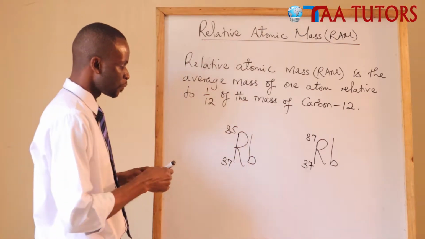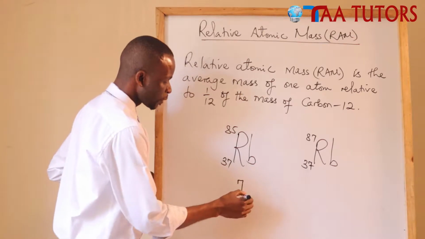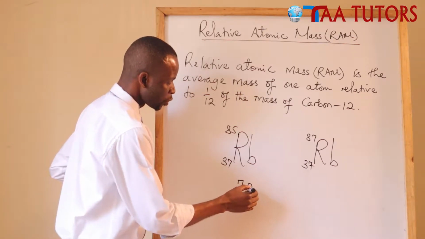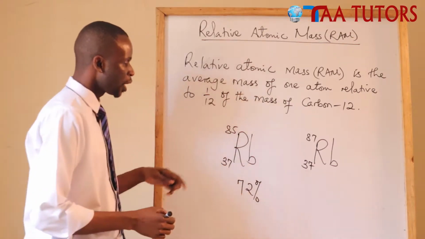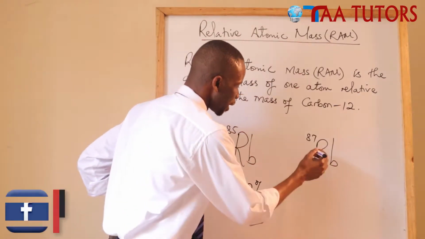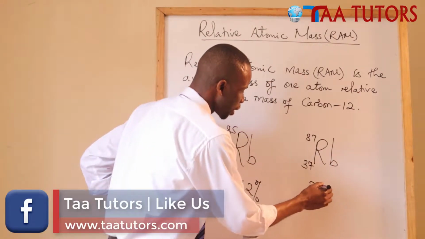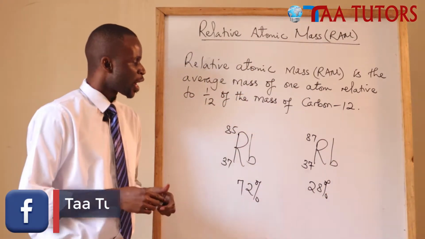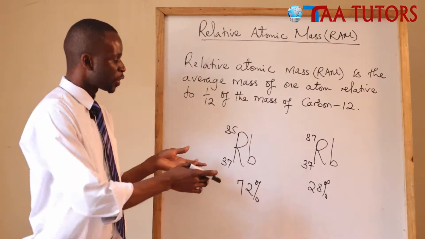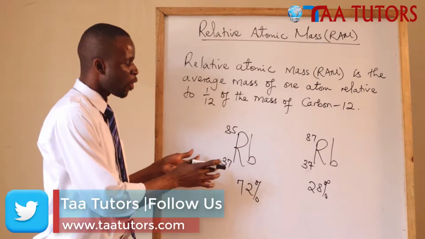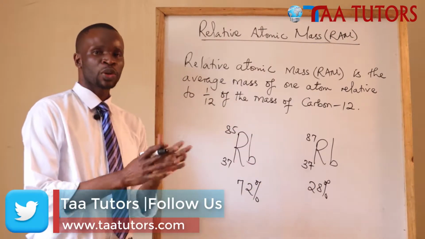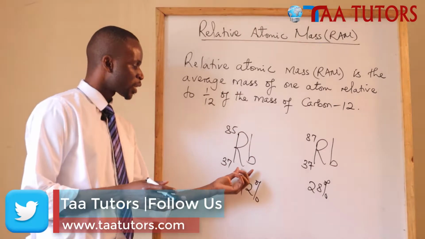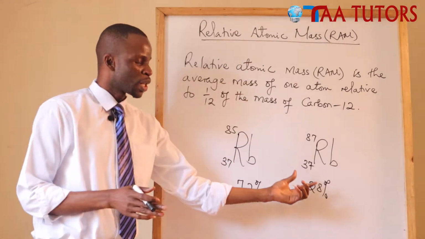In this case, rubidium 85 is about 72%, and rubidium 87 is about 28%. So we know that rubidium 85 atoms will be more than the other in that container, because this one has a higher relative abundance than this one.